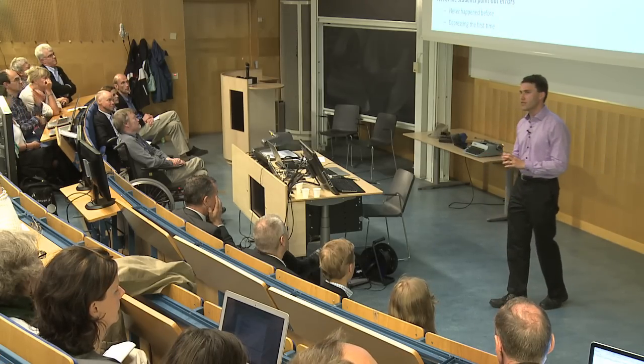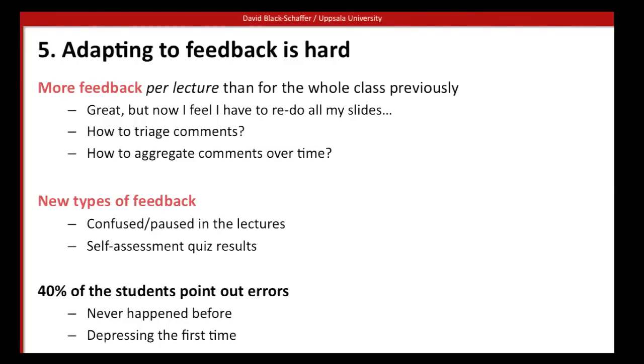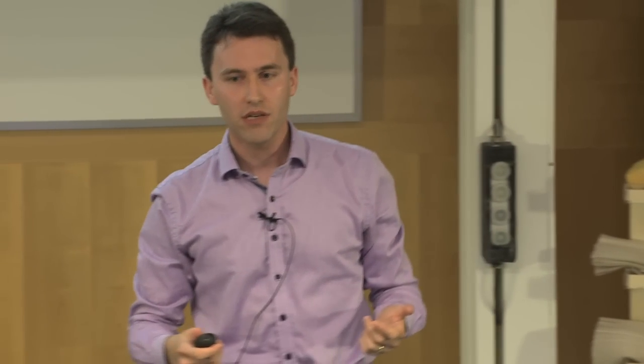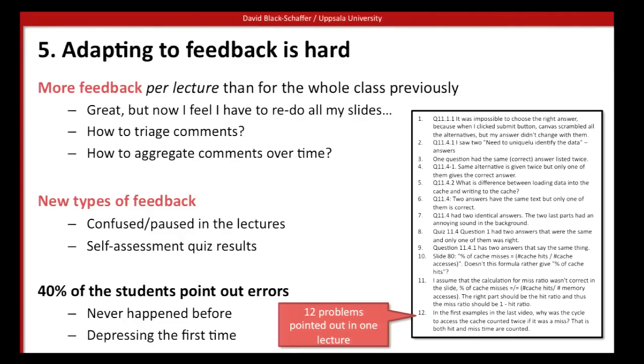The other part that's difficult as a teacher is having a whole bunch of your students point out errors. So I had a class where 40% of my students pointed out errors. That would be like everybody on this side of the room raising your hand and saying, there's an error on your slide. That's never happened to me before, and this is difficult to deal with. I had 30 students, and these were the errors that were pointed out for one class. That's a lot of errors.